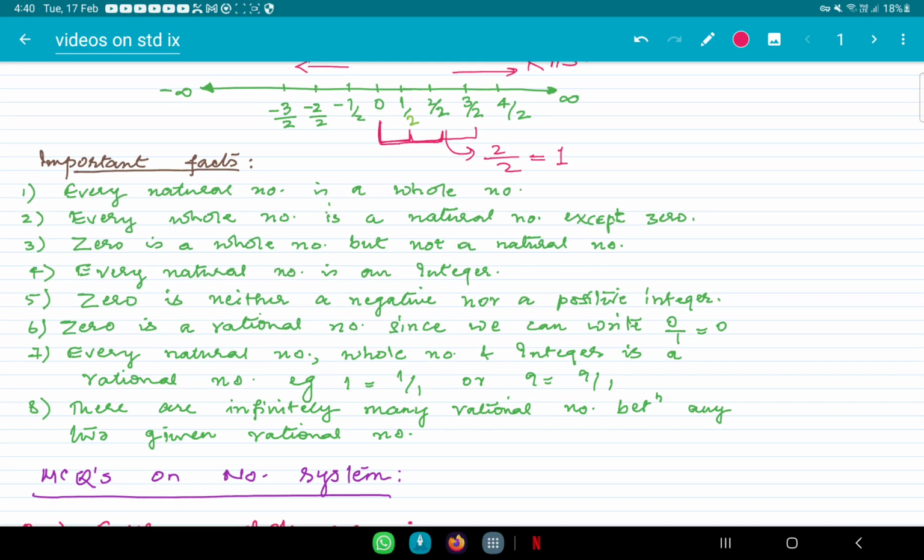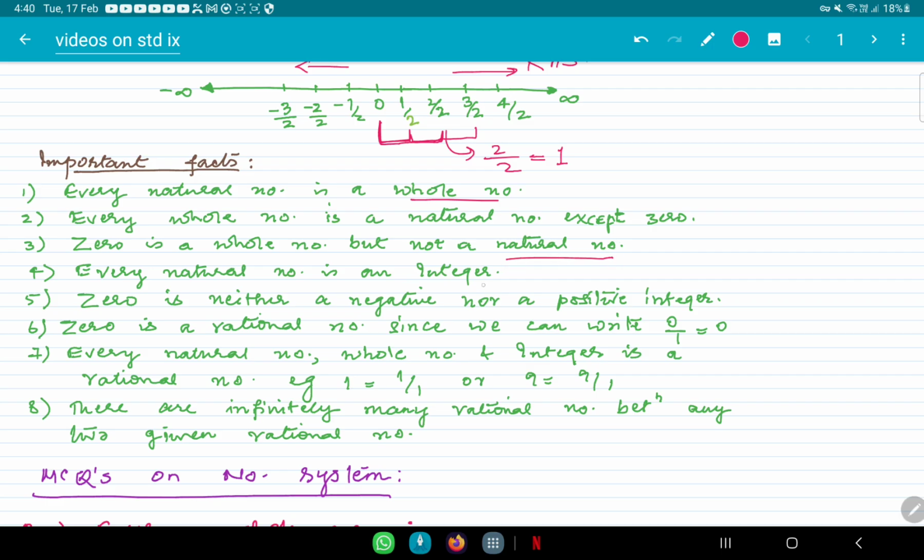So some important facts related to these numbers are: every natural number is a whole number, yes, because natural numbers start from 1 and whole numbers start from 0. So whole numbers include natural numbers. Every whole number is a natural number except 0. Since in whole numbers there is 0, which is not required for natural numbers, if we eliminate 0, then it will be the same as natural numbers. 0 is a whole number but not a natural number, yes.